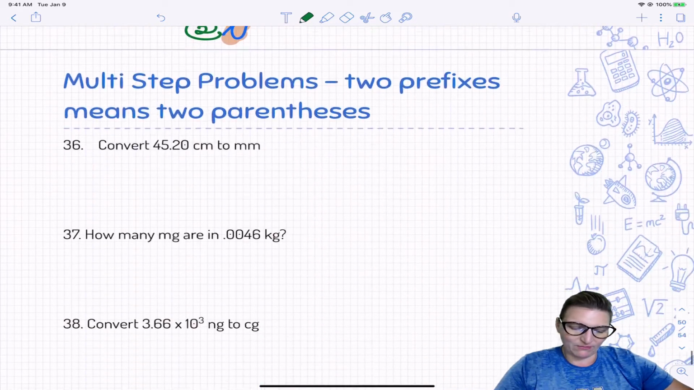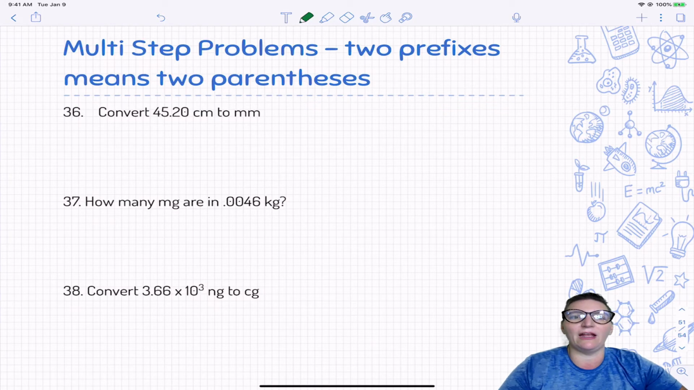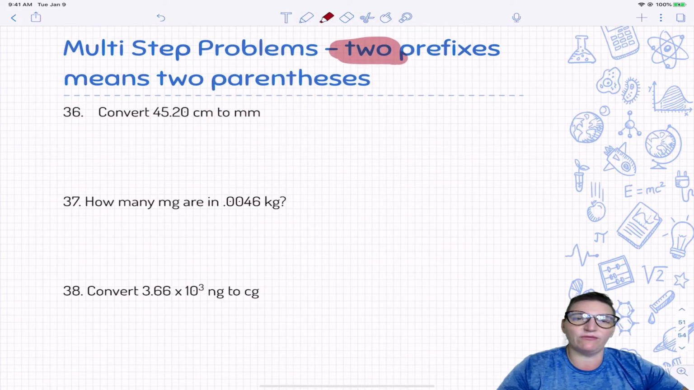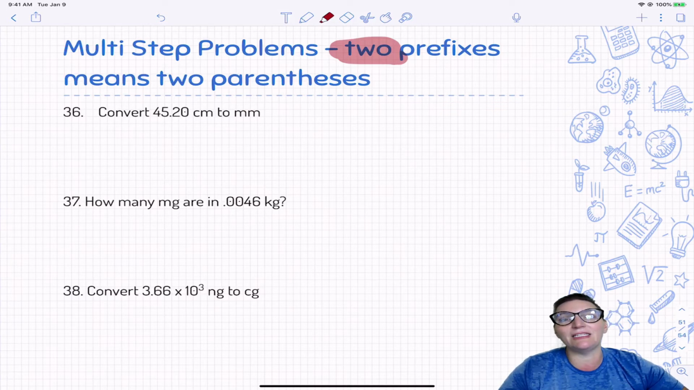And the second type of problem that we're going to look at today are, I call them multi-step problems, but how you're going to recognize them is if they have 2 prefixes. So these are just metric conversions, but a little bit different because instead of going from grams to kilograms, where only one of the units has a modifier on it, both units are going to have a modifier on it. So maybe milligrams to centigrams. How do you do that?